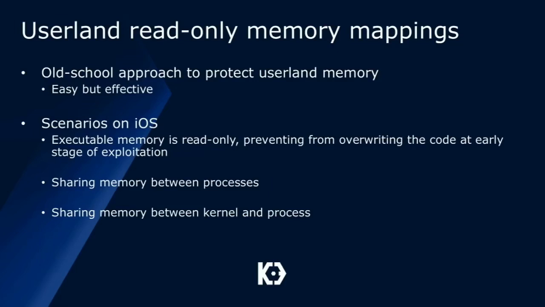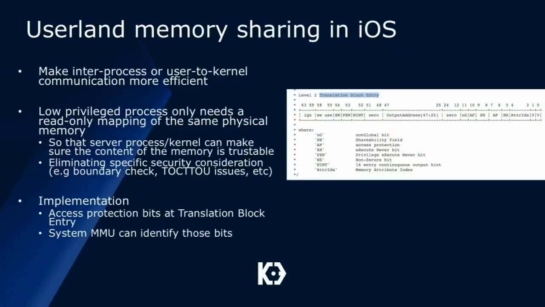The second scenario is sharing memory between processes. For example, two processes share one physical copy of the memory. And the third scenario is sharing memory between the kernel and the process. Memory sharing at userland makes inter-process or user-to-kernel communication more efficient. This is because you do not need to use the traditional message sending mechanism, like calling some syscall or some trap to send the buffer from the user to the kernel.